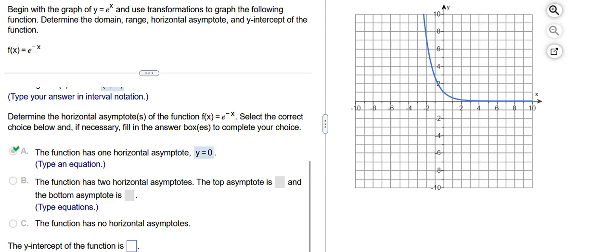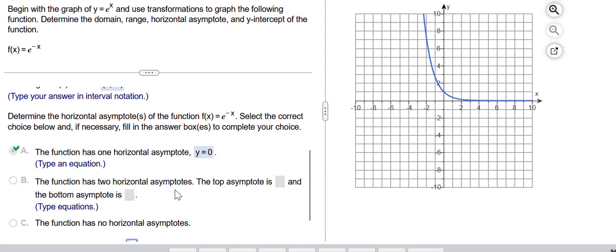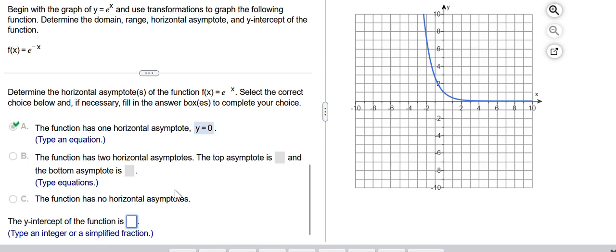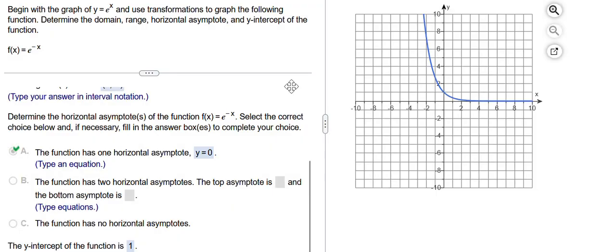The next part is what is the y-intercept of the function? So when I substitute 0 for the x, I have e raised to -1 times 0. Well, what is -1 times 0? That is 0. So e to the 0 gives you a 1. So your y-intercept is 1. And it just wants you to type an integer or a fraction. Yay.